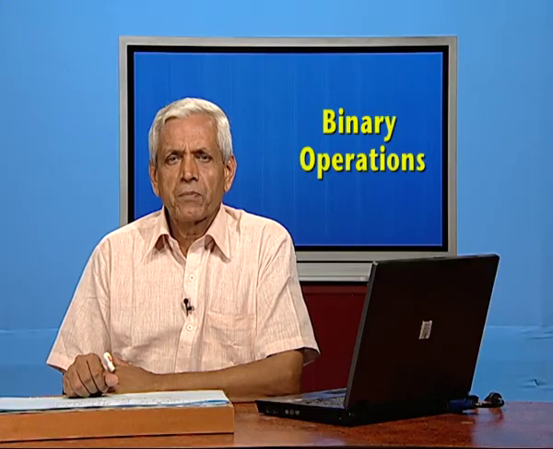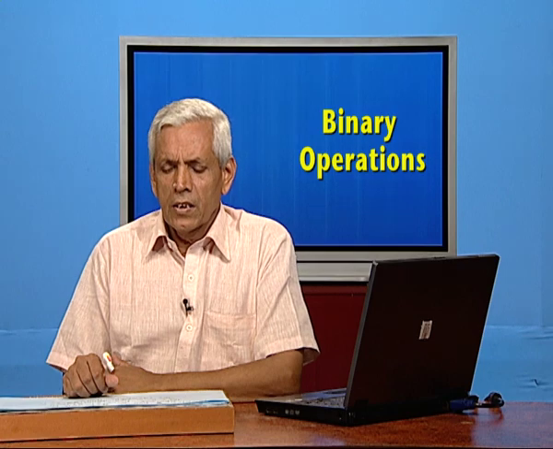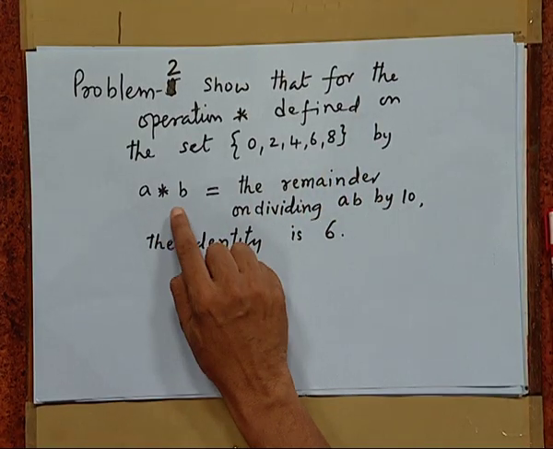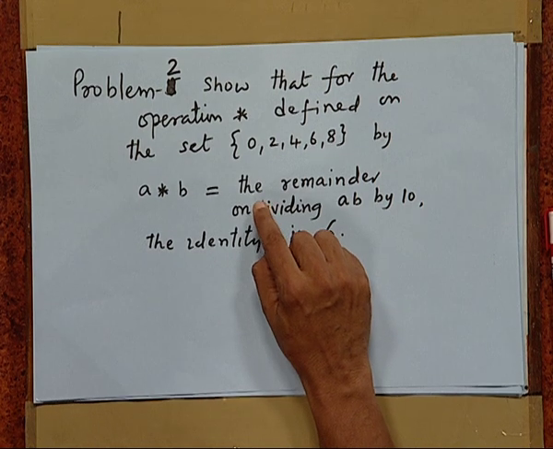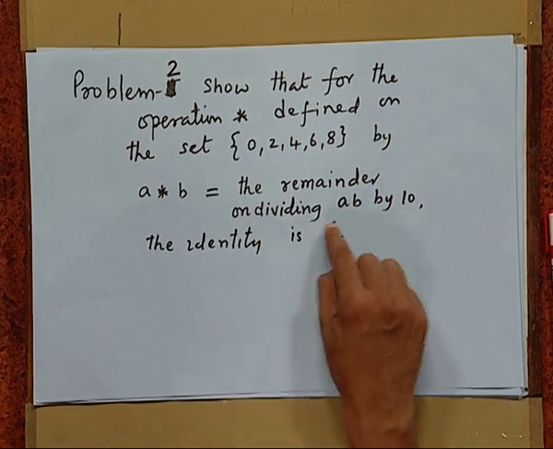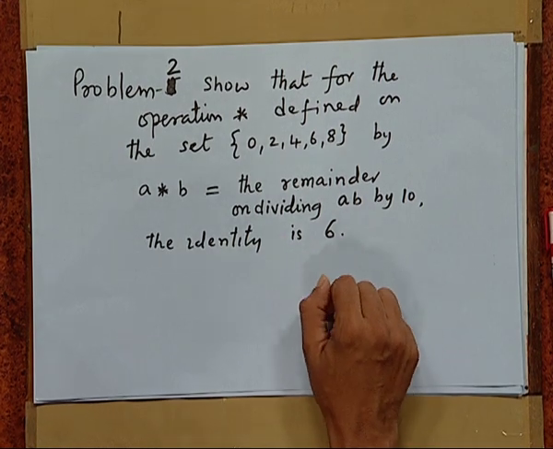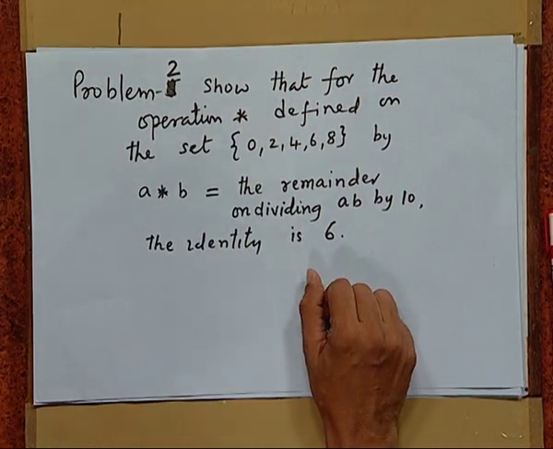Let us take one more example. Show that for the operation star defined on the set 0, 2, 4, 6, 8 by a star b equal to the remainder on dividing ab by 10, the identity is 6. This problem is very interesting. Usually identity becomes 0 or 1. Here is a case the identity is neither 0 nor 1.